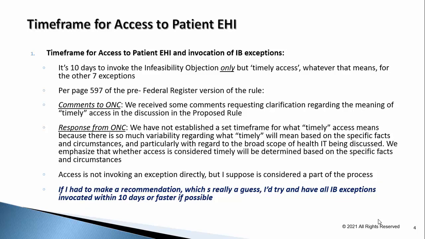And they have not really said what timely access means. They've left it open for the regulators to decide on a case-by-case basis. So be very careful with that, because that doesn't give you much wiggle room. I don't know, but I would suggest at this point that if you're going to invoke an information blocking exception, 10 days is probably a reasonable timeline for any of them. It's required for the infeasibility exception, but otherwise I would probably apply that time frame as best you can to the other ones as well if you want to invoke an exception. We'll talk about that more in a minute.